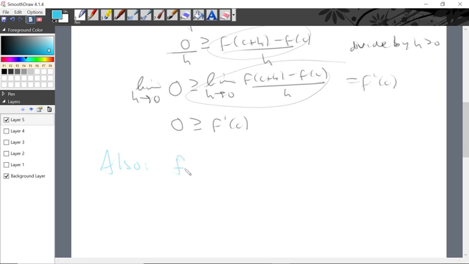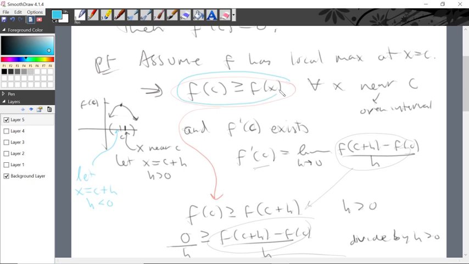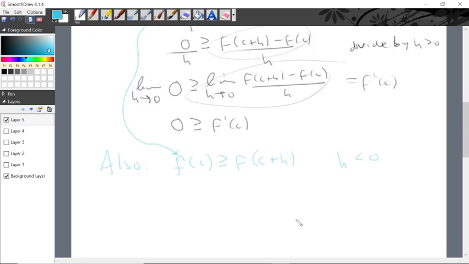So again, using this statement right here, that f of c is greater than or equal to f of x within that interval, we have that f of c is greater than or equal to f of c plus h, where h is less than 0. How does the proof work out the same way? Subtract f of c from both sides. 0 is greater than or equal to f of c plus h minus f of c.